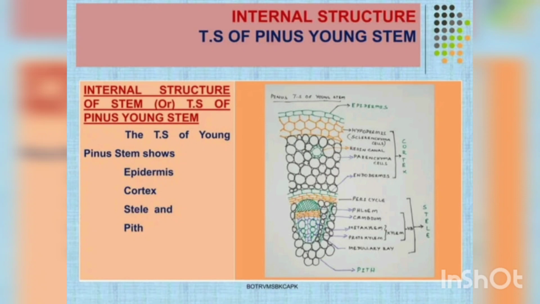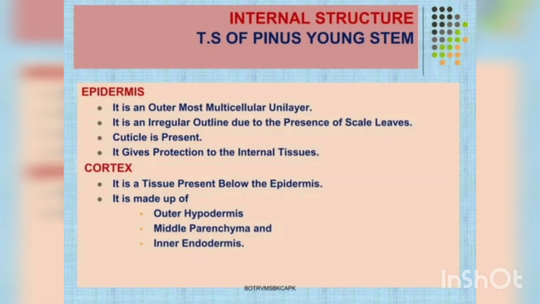The epidermis is the outermost region, cortex is the next region, stele comes below the cortex, and then the inner region is the pith. Epidermis is the outermost multicellular unilayer. It is a single layered outermost layer. The CS, the cross section of the Pinus stem, is irregular in outline due to the presence of scale leaves. The epidermis contains cuticle. It gives protection to the internal tissues.